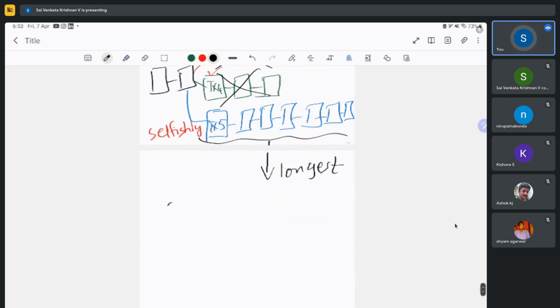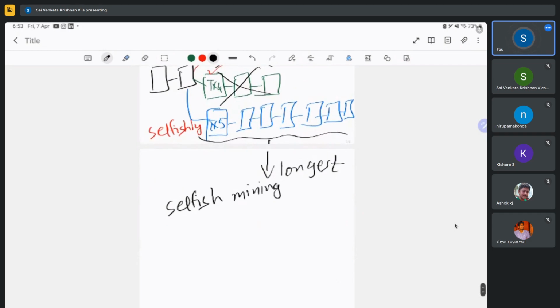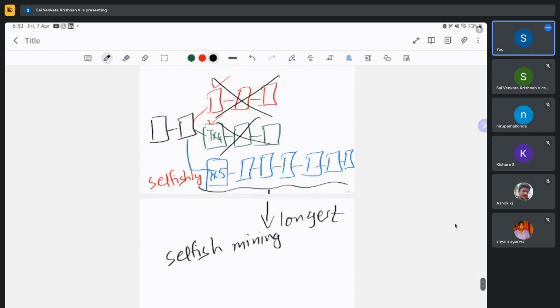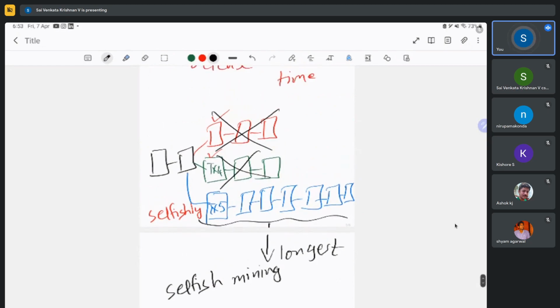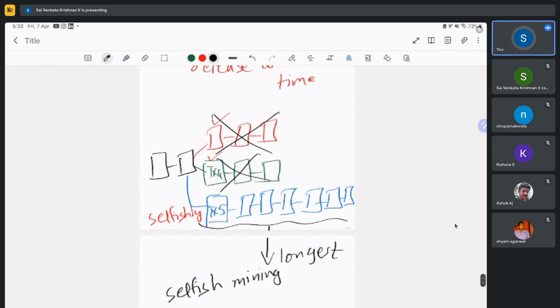So this is, not exactly, but sort of a selfish mining strategy where the attacker selfishly mines the block locally, and at the correct time he just releases it, propagates it to all the other nodes in the network.